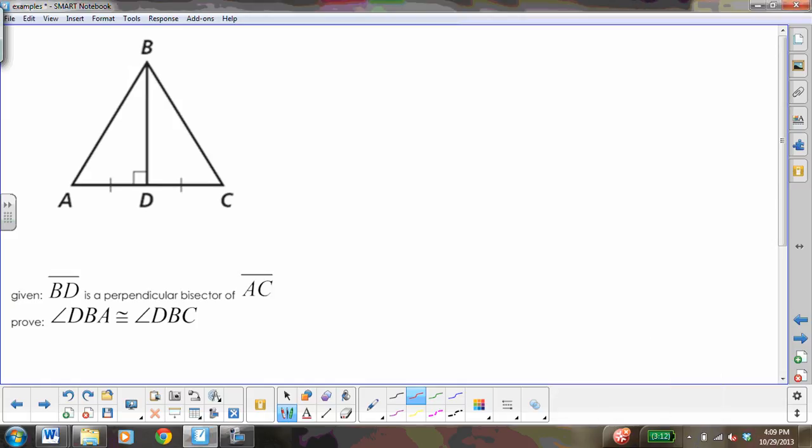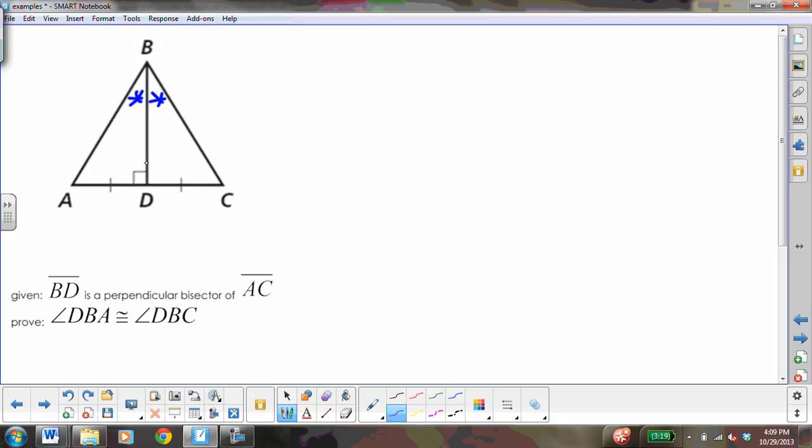Given that segment BD is a perpendicular bisector of AC, prove that angle DBA is congruent to DBC. So it appears that I'm trying to prove that this angle here and this angle here are congruent. In order to do that, I have to say that these two smaller triangles are congruent.